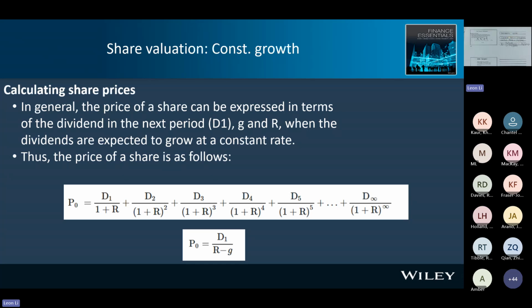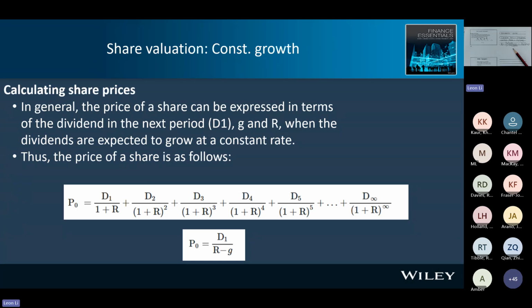Please don't ask me what a geometric series is. I believe our students should know that. I learned the geometric series in high school, so we don't need to spend too much time. What I remember is here: this is a geometric series, and we have a common ratio. The common ratio is 1 plus G over 1 plus R, and the initial term, the first term, is D1 over 1 plus R. Then the result of the geometric series is the initial term divided by 1 minus the common ratio.